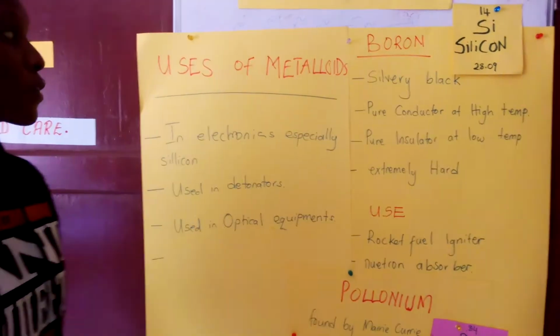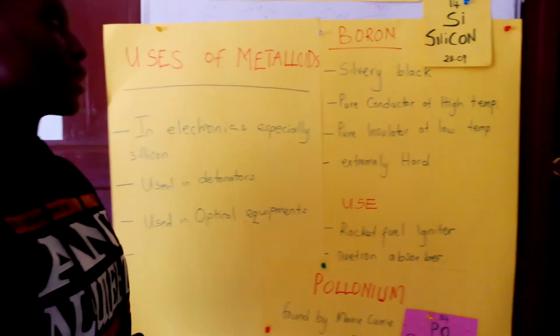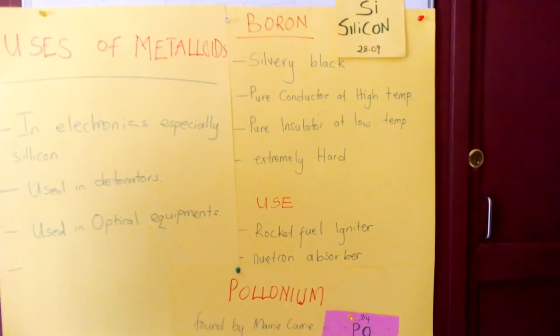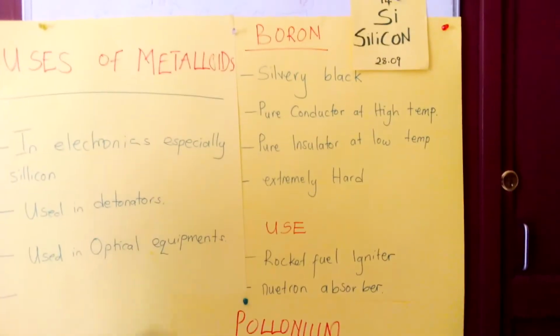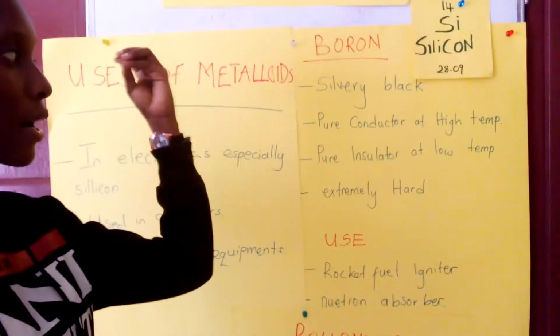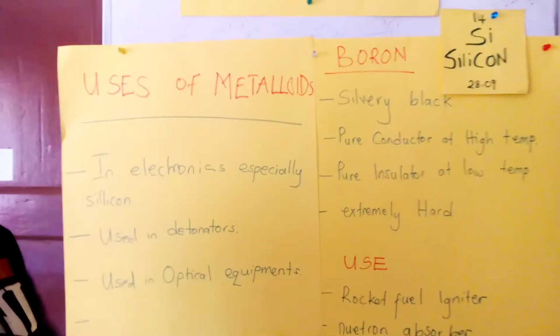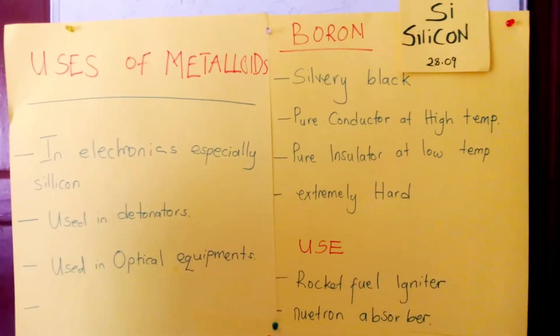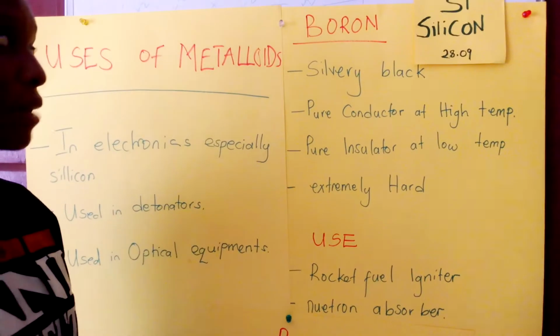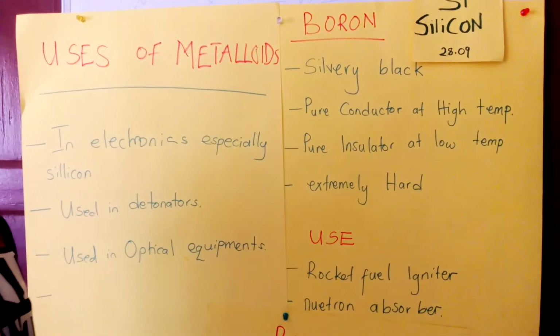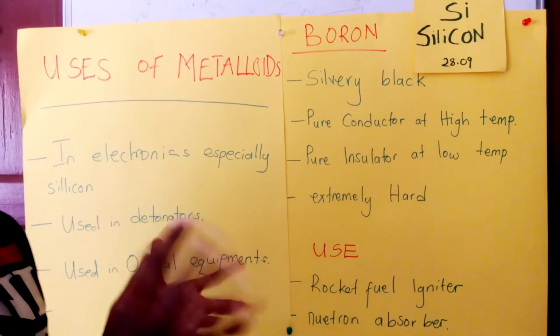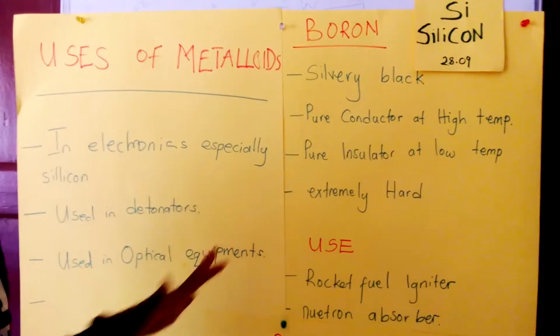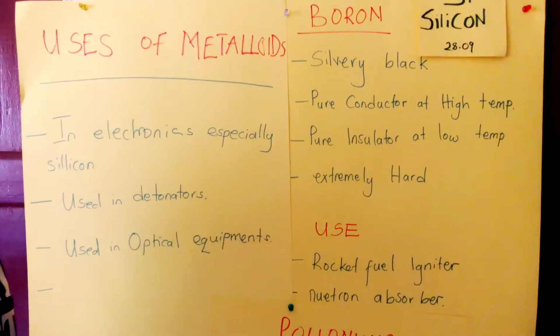And now, if we could go and check on our list for boron, what we researched about boron, if you could check on your list and check the characteristics. Under the characteristics of boron, it's a silver black element. It is more of a crystalline element when you look at it. Sometimes it appears as a powder, but you will see that they are crystals. It is a pure conductor at high temperature and a pure insulator at low temperature.